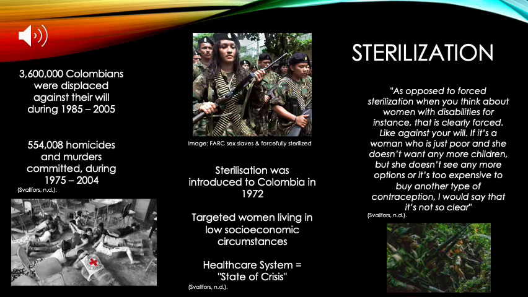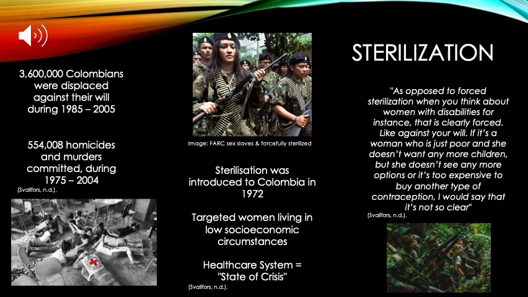This is only part of the way women and children are taken advantage of in Colombia. An interviewee, in response to a question on forced sterilization, commented, "As opposed to forced sterilization, when you think about women with disabilities, for instance, that is clearly forced, like against your will. If it's a woman who is just poor and she doesn't want any more children, but she doesn't see any more options or it is too expensive to buy another type of contraception, I would say that is not so clear," indicating that majority of sterilization occurs due to persuasion, women not having any other options, or it is forced.